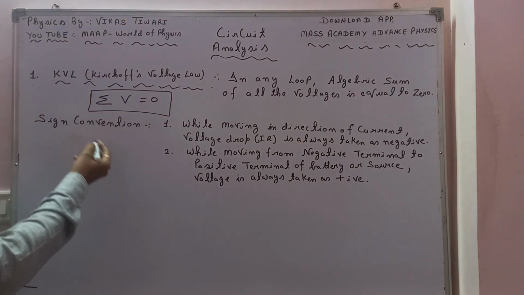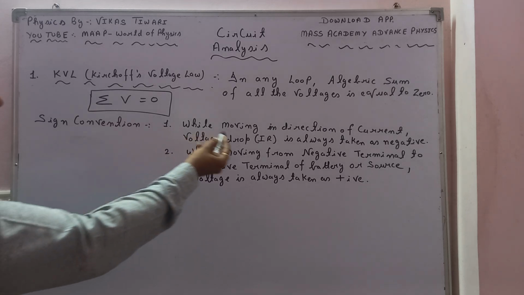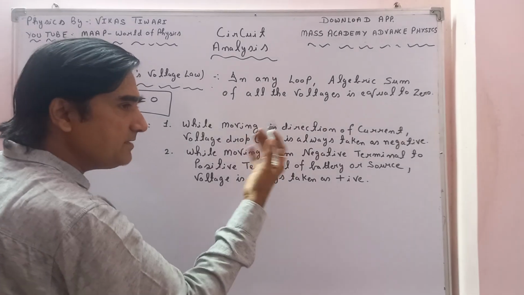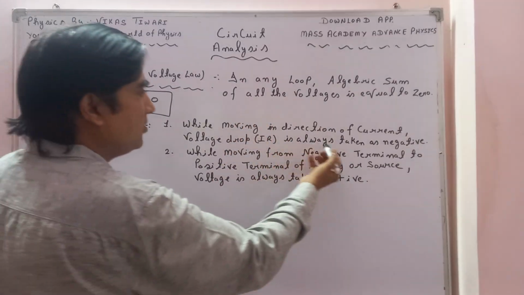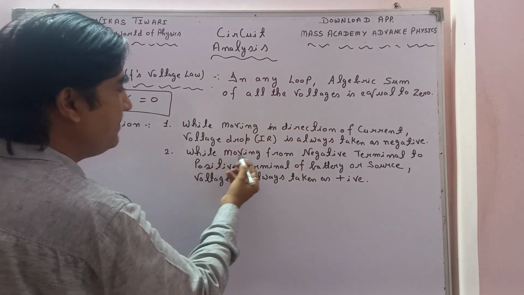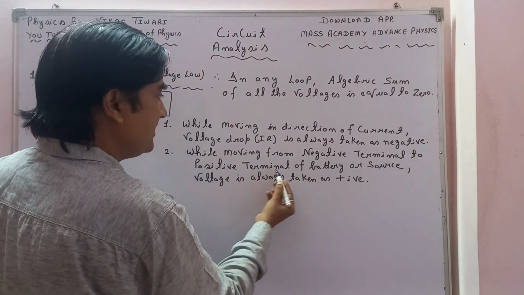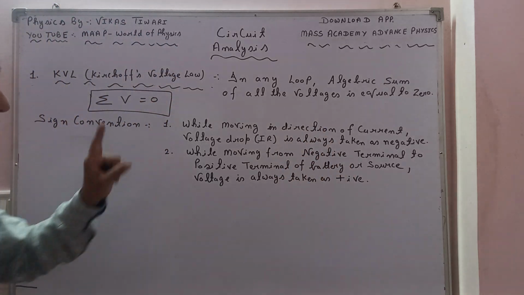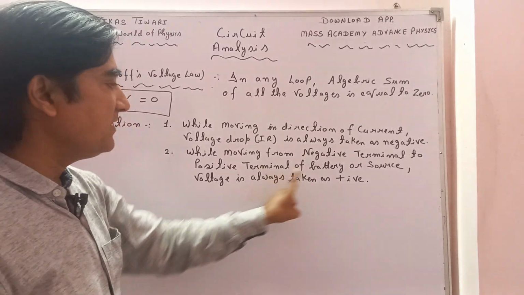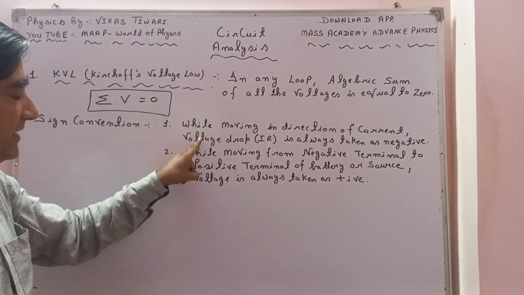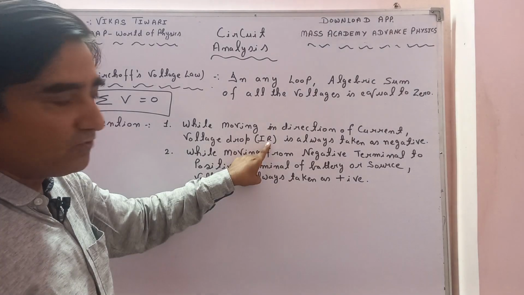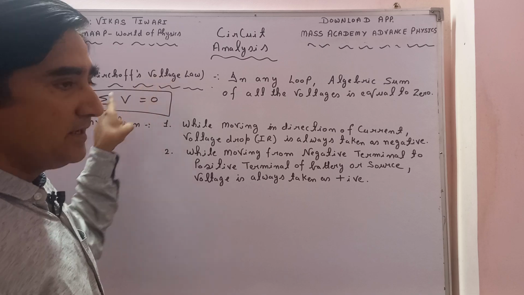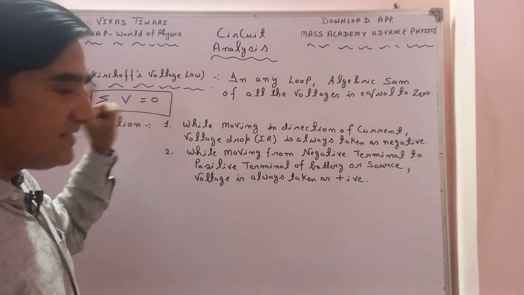This is the mathematical part, and the sign convention is: while moving in the direction of current, voltage drop, meaning I multiplied by R, in simple words Ohm's law, is always taken as negative. And while moving from the negative terminal to the positive terminal of a battery or source, voltage is always taken as positive. Dimension-wise, IR is also voltage, and this is also voltage. That's why it is the voltage law, and that's why we take summation of V equal to 0.